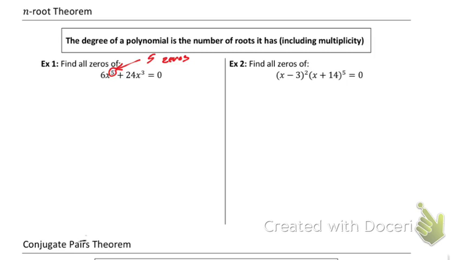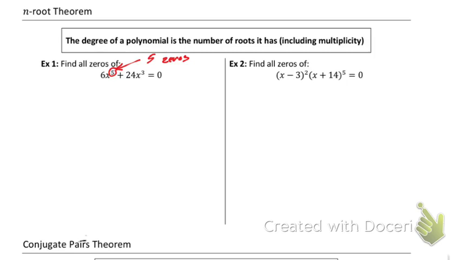Note, I'm not saying there's 5 potential zeros. I'm saying there's actually 5 zeros. You have to find all 5 of them if I say find the zeros. All right. So as I'm solving this, I know I have to find 5 of these zeros. Well, I have 6x to the 5th plus 24x cubed. It looks like I can factor something out of it first.